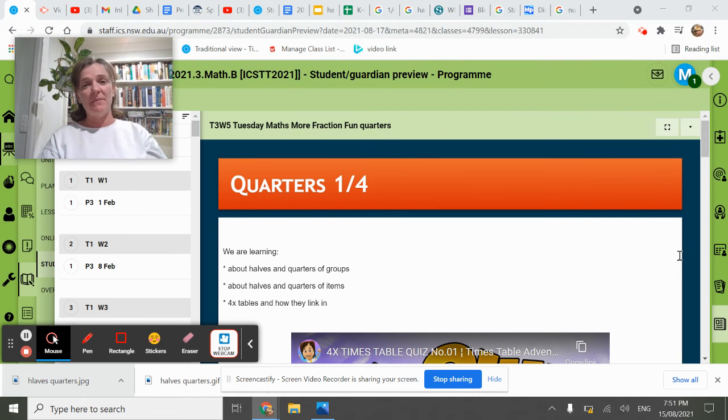Yesterday we looked at halves, and that fraction line means chopping it into how many pieces, and the number on the bottom, the denominator, means how many pieces it's divided into. So down the bottom is the denominator. They both start with D, down denominator. The number underneath was a 2 because we were looking at halves.